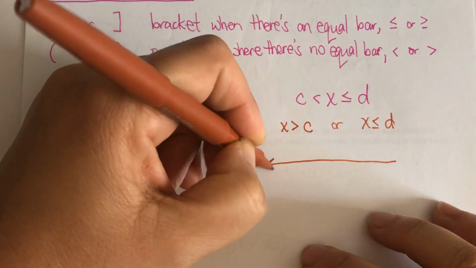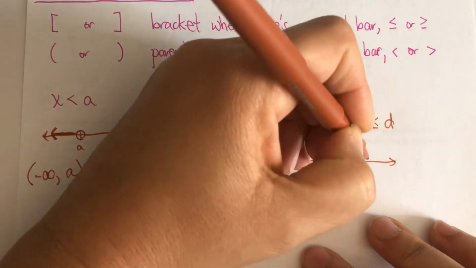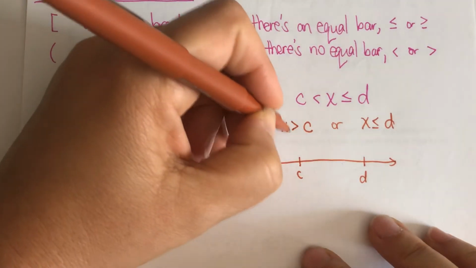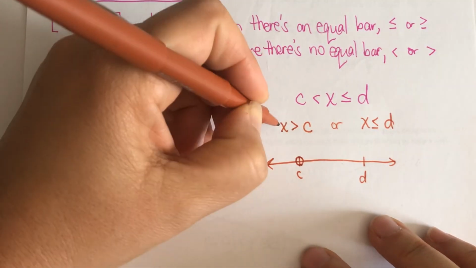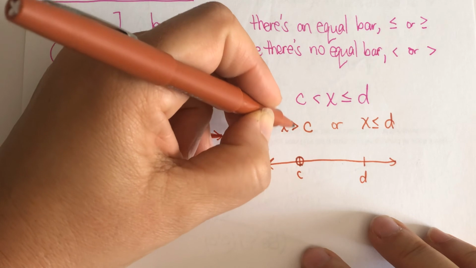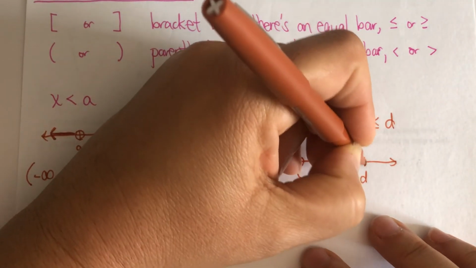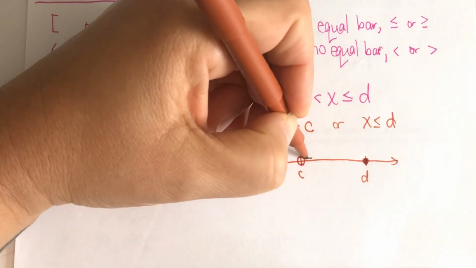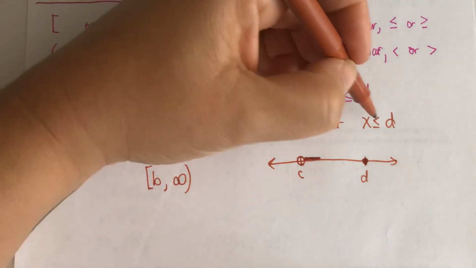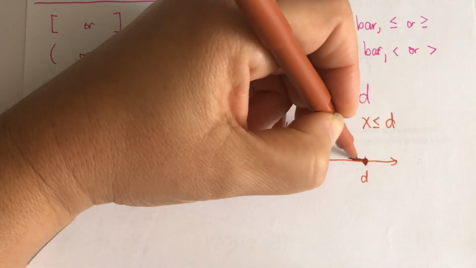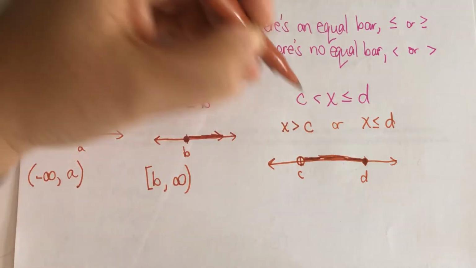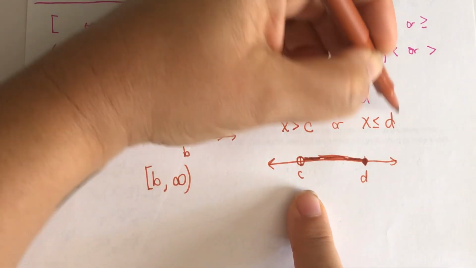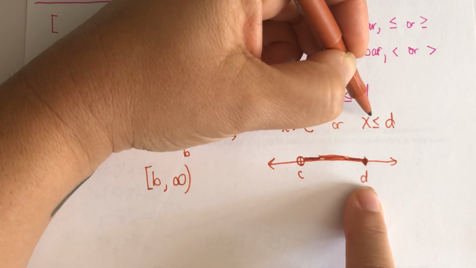So let me look at this. I've got C and I've got D. Open circle on C because of not having an equal bar. Closed circle on D because it does have an equal bar. I want to go bigger than C, but smaller than D. So these are going to meet up in the middle. Bigger than C, but smaller than D, right?